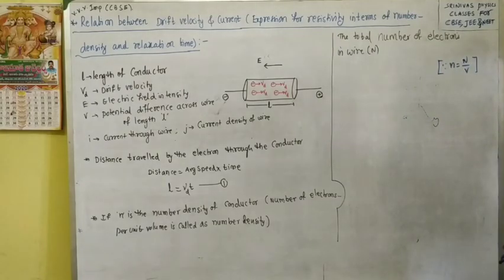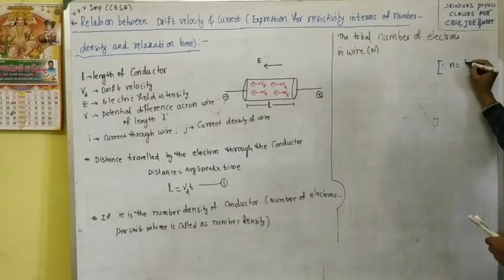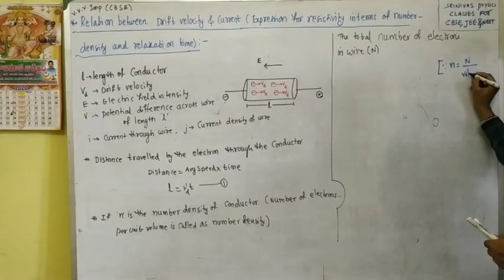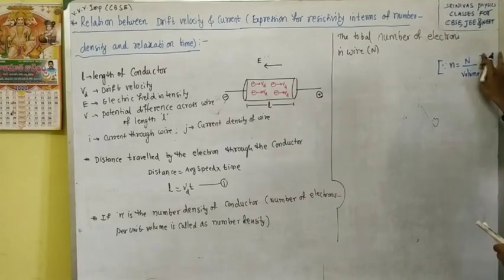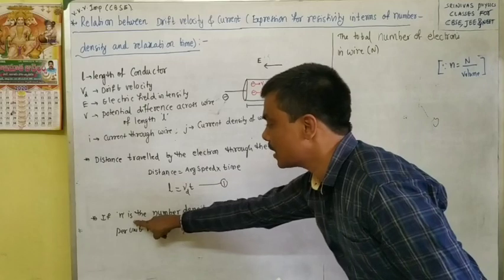Number of electrons by volume. This is volume. Number of electrons by volume of wire, right? This is the formula. Number density is number of electrons by volume, and I want the number of electrons. Small n is the number density.